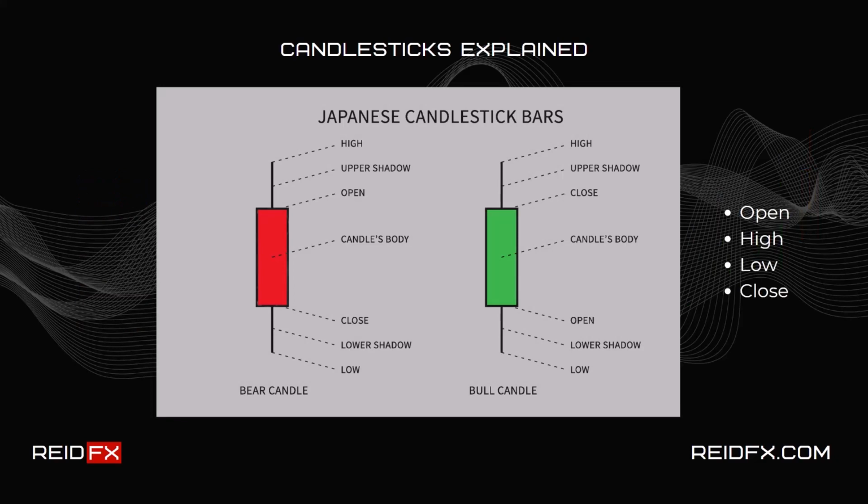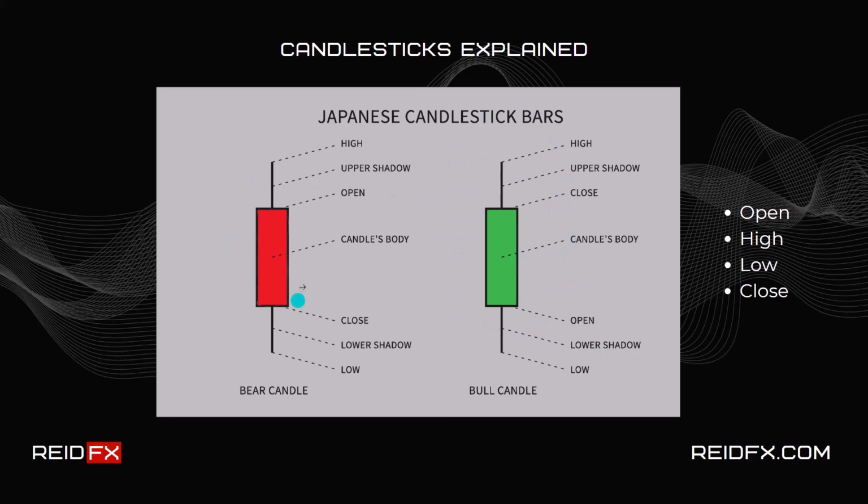So here we can see an example of a bullish and bearish candle. A bullish candle just means a candle that went up, and a bearish candle or a bear candle just means a candle where price went down. Now each candle gives us four key pieces of information, as we know from the previous slide: the open, the high, the low and the close. And this is displayed in the form of a candlestick.